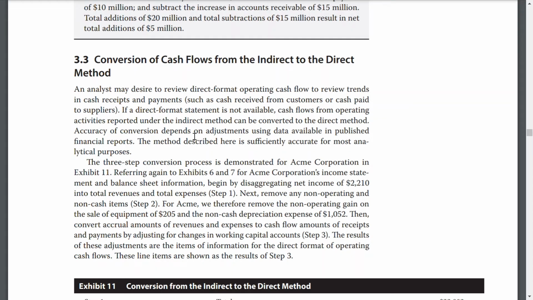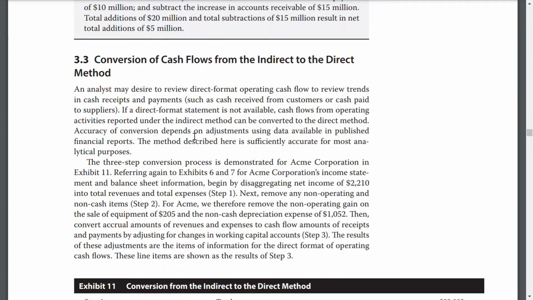Using Acme Corporation's income statement and balance sheet information, begin by disaggregating net income of $2,210 into total revenue and total expense. Next, remove the non-operating and non-cash items. For Acme, we therefore remove the non-operating gain on sales of equipment of $205 and a non-cash depreciation expense of $1,052.